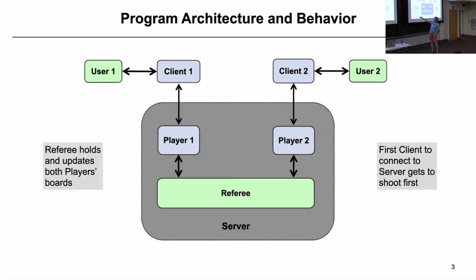So the referee can say to player one and player two, give me your initial boards in some sequence. It can tell one of them, well, I guess it says here that the first client to connect gets to shoot first. So the referee can say to this player, what's your first shot? It can then update the opponent's board according to that shot, let the player know what the result was, let the opponent know what cell of the board was hit, and then let the second player shoot, and so on. And the game progresses like that.